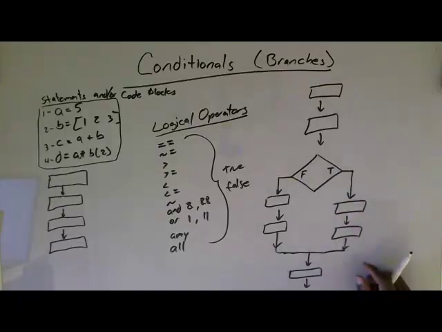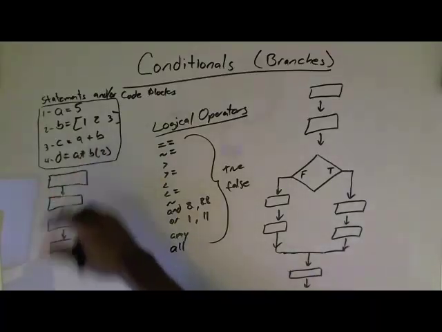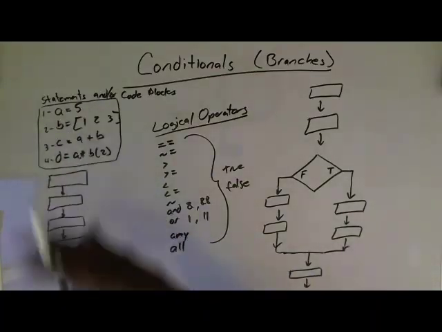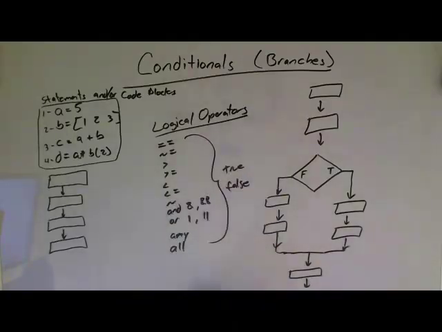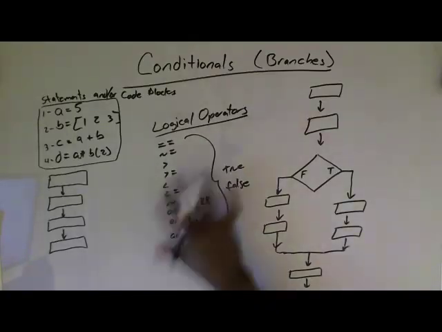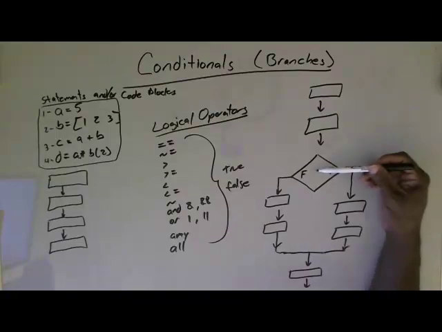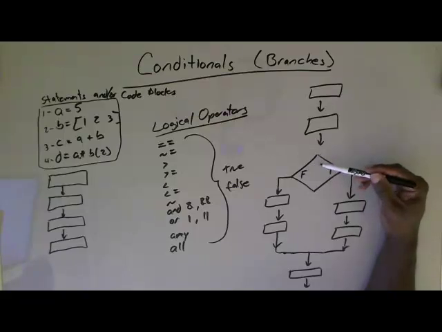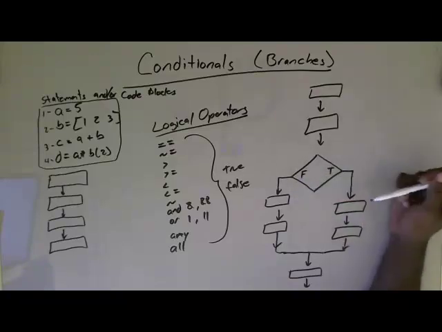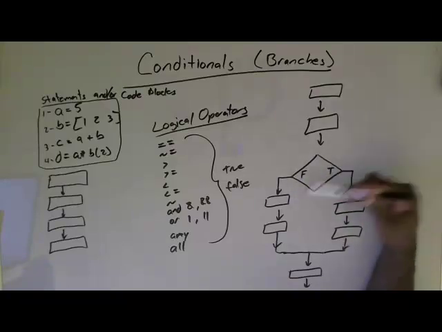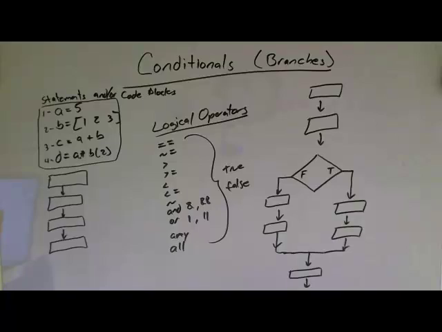So that's the basics. We have statements that execute sequentially. We have blocks of code. And then we have our logical operators that we've talked about, and we use those logical operators to make some kind of decision whether something is true or false. Based on the true or falseness of that statement, it determines which blocks of code we execute next. So that's the fundamental.